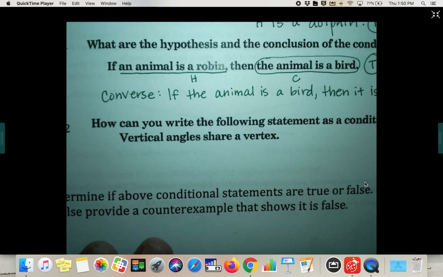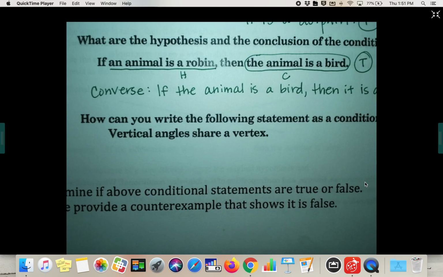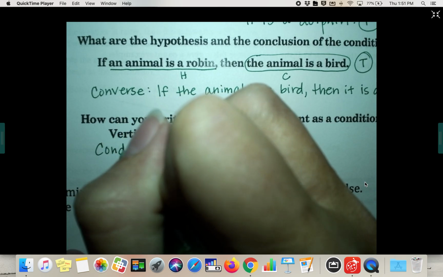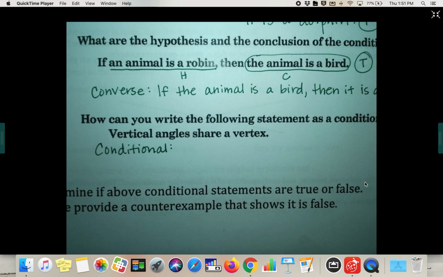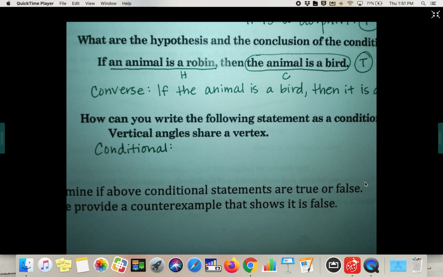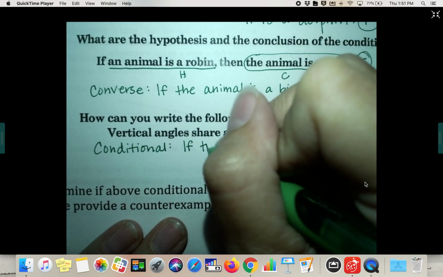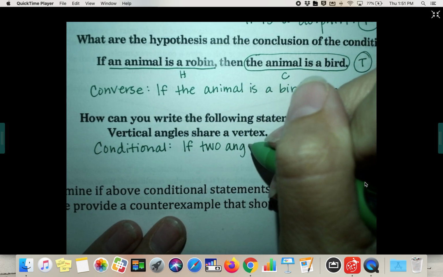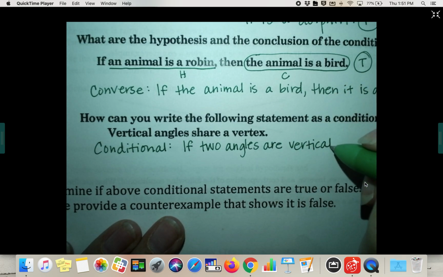All right. How can you write the following statement as a conditional statement? Vertical angles share a vertex. Let's first start by writing the conditional. Conditional statements are always in if-then form. It has a hypothesis and a conclusion. So let's say, if two angles are vertical, then they share a vertex.